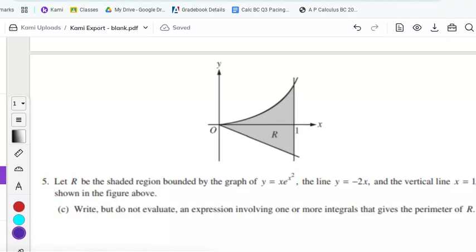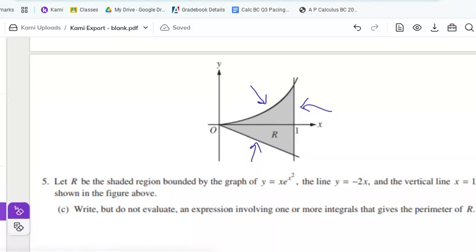Part C again asks us to write but not evaluate an expression involving one or more integrals that gives the perimeter of R. So, to find the perimeter, we should split this up into 3 parts. We can first find the length of this vertical line x equals 1. Then we can find the length of this line y equals negative 2x. Finally, we can set up an integral to find the length of this curve y equals xe to the x squared. Once we've found all those, we can add it together for the full perimeter.